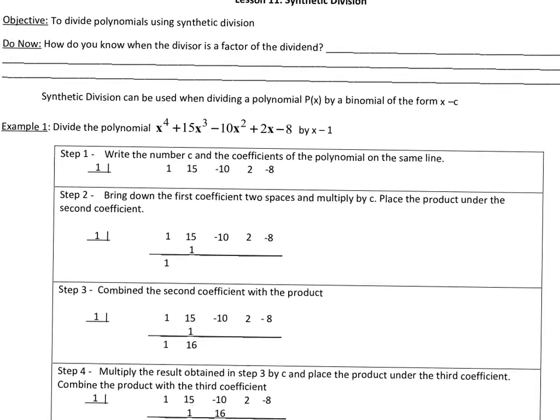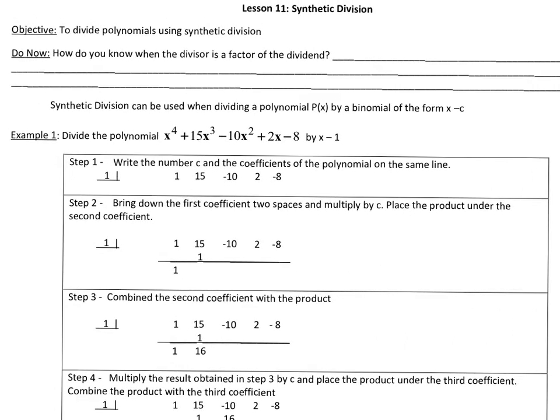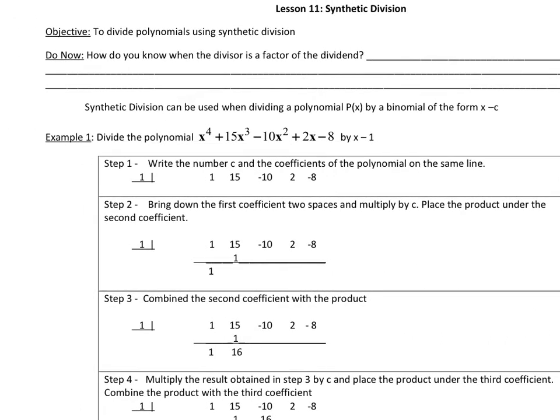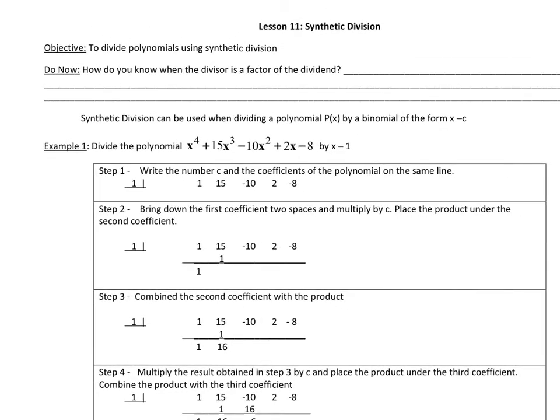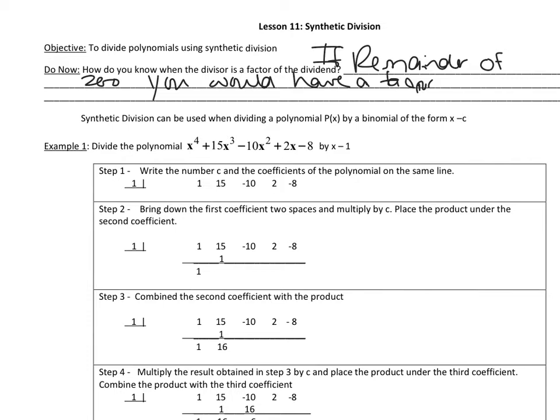First off, it says, how do you know when the divisor is a factor of the dividend? Remember, the divisor is what you divide by and the dividend is what you are dividing. And the way that you would figure this out is if you had a remainder of 0. If the remainder is 0, you would have a factor.